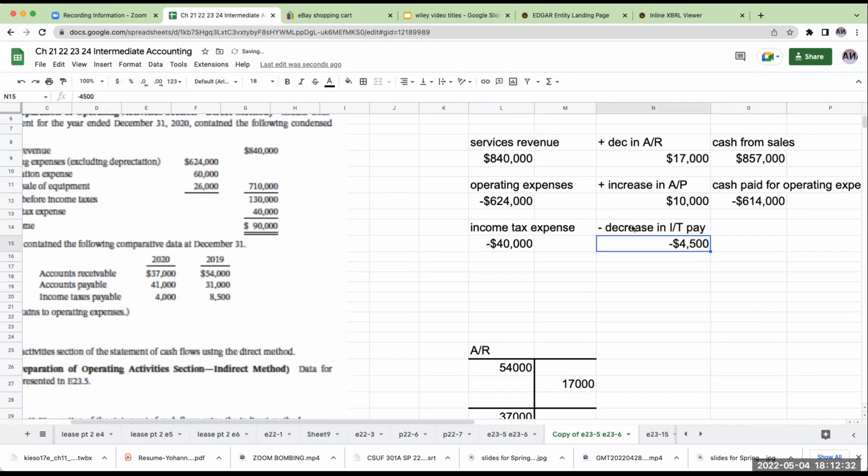Now, we're going to hope and pray. We're going to do a lot of things like that. We're going to get the magic 8-ball, which we can't use during the CPA exam, but we're going to do something here with tarot cards or something else like that. So this is my cash paid for income taxes.